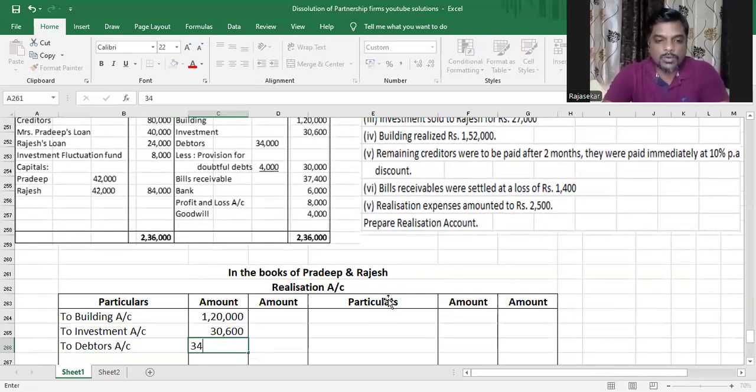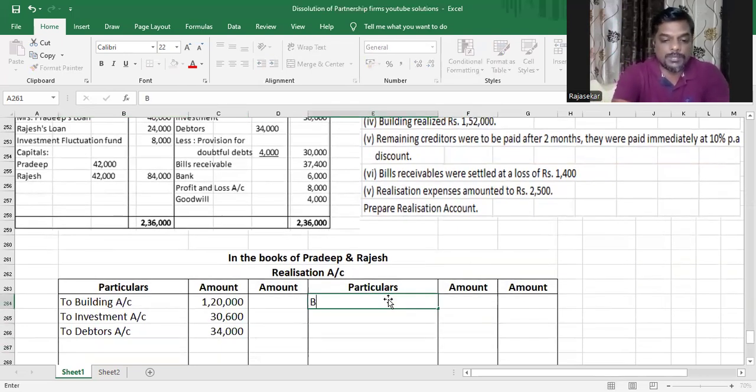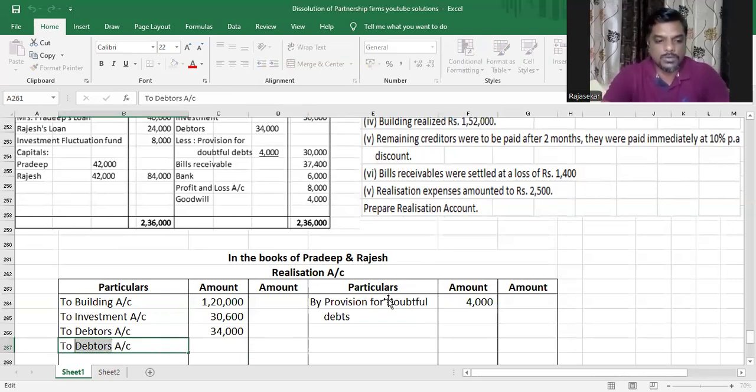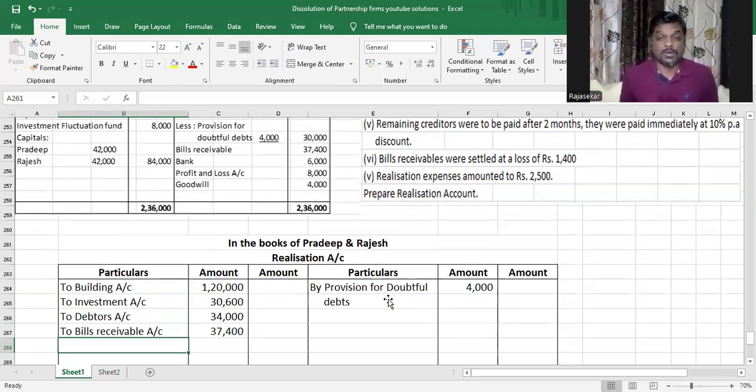We have to transfer the gross amount as discussed in various questions earlier, and immediately transfer provision for doubtful debts to the credit side of realization account so that you don't forget later. Doubtful debts, and that amount is 4,000. And then we have bills receivable to the debit side, to bills receivable account. And that will be how much, my dear children? 37,400. And then you're not supposed to transfer bank, obviously.